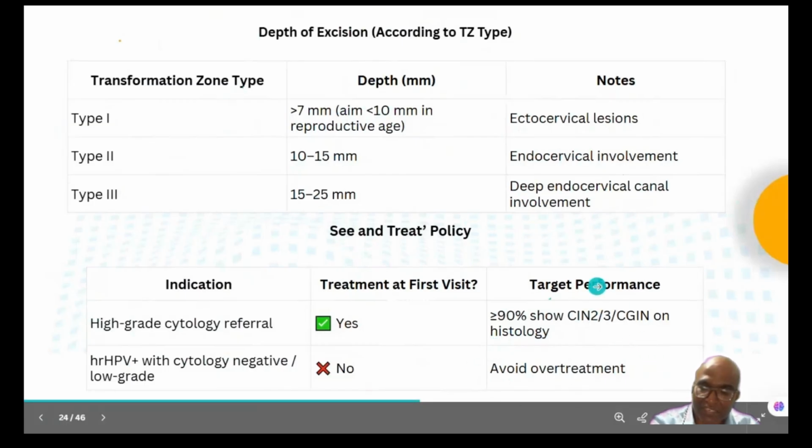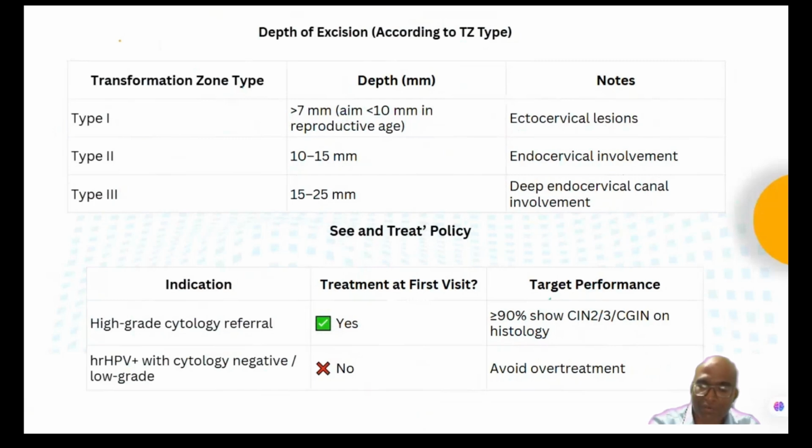And that is why, in the first slide, what are the things you will take into account? What is the HR-HPV result? What is the cytology, and what is its grade? Everything you have to take into account, and then you have to decide the excision. The excision will also depend upon the involvement of the lesion, whether it is involving the ectocervix, whether there is an extension into the endocervical canal, or whether there is deep endocervical involvement, and accordingly you will select the depth of excision. Is it clear, doctor?